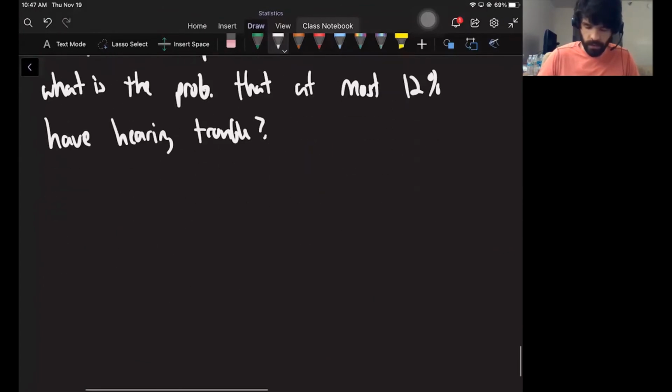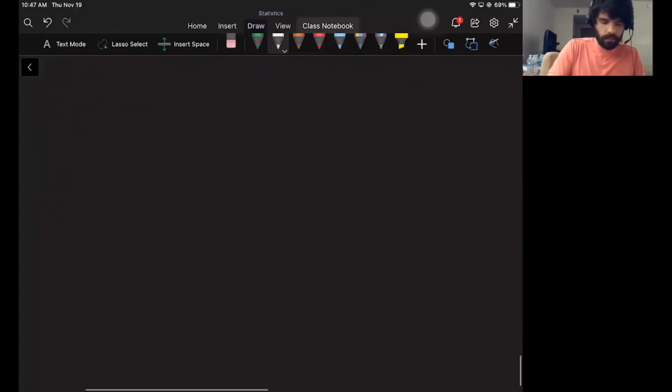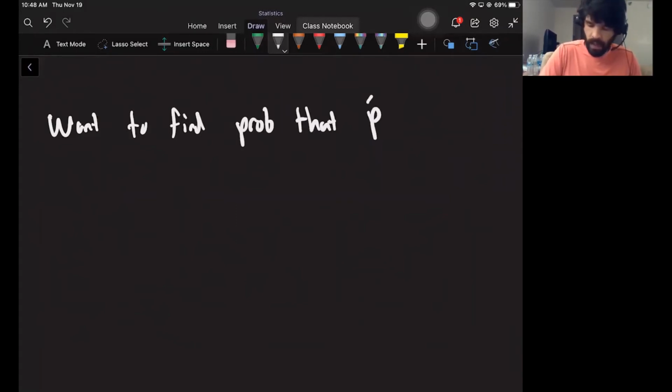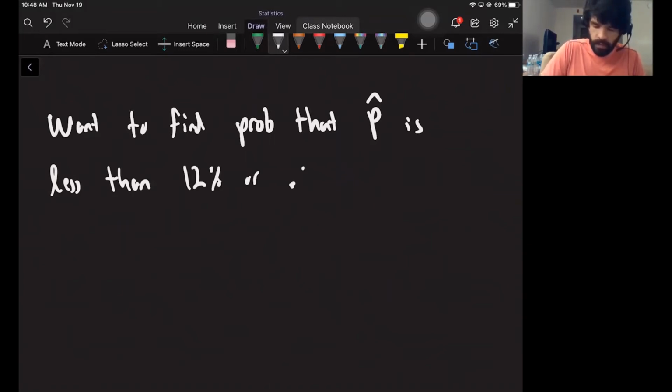So just translating this question, we really want to find the probability that capital P hat, the sample proportion, is less than 12%, or really 0.12. And this is your specific P hat, little P hat.